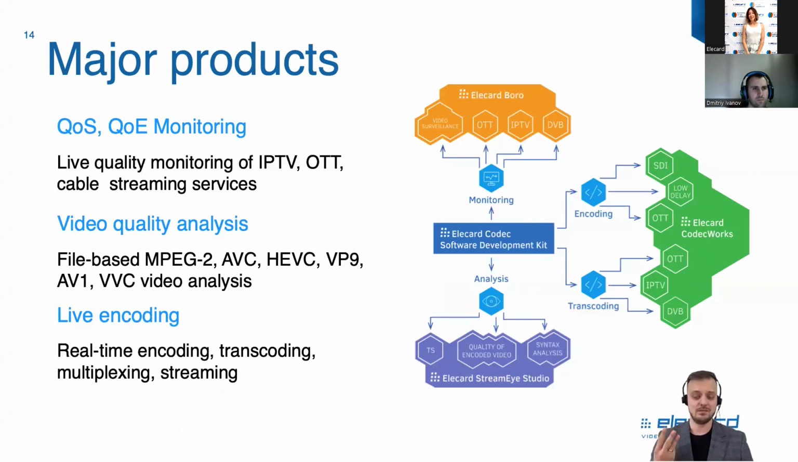Elecard has three major development branches: video quality monitoring systems, live quality analysis for videos, and video encoding. I will take a quick minute to explain them all. Quality monitoring is exactly what we're taking a look at today. It is Elecard Boro, a solution that is used to monitor your live streams. For video quality analysis, these are products that can take a video file, a recording of a stream, and analyze it on a deeper level. So you can check the GOP, frames, quantization, packets, PIDs, headers, that kind of technical stuff.